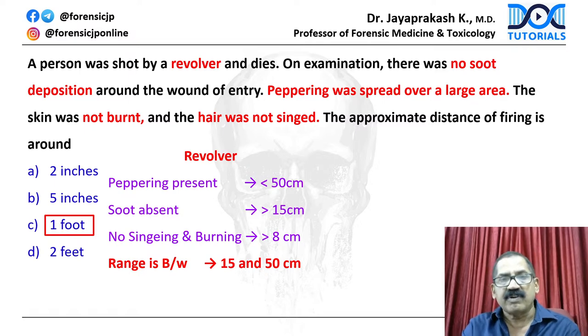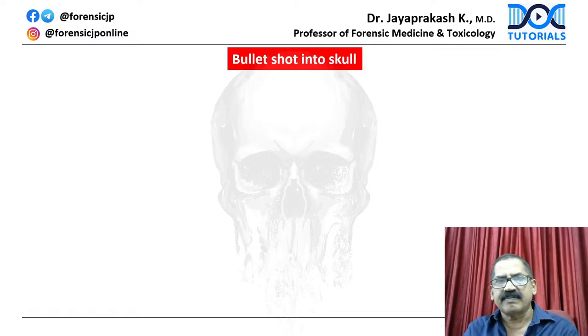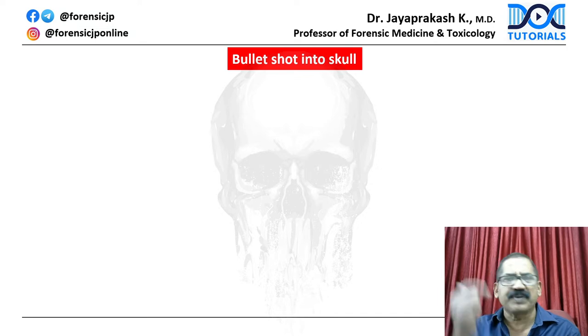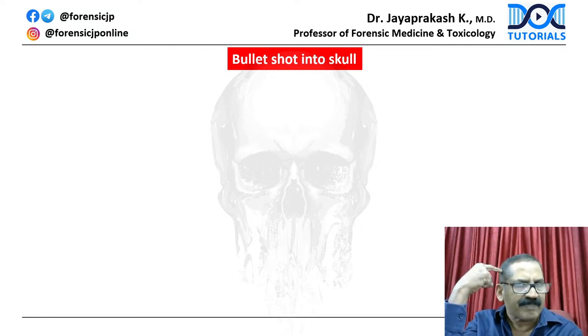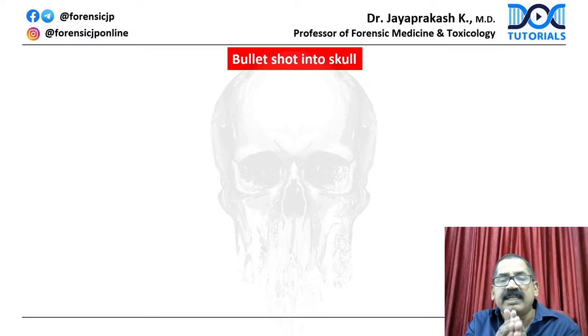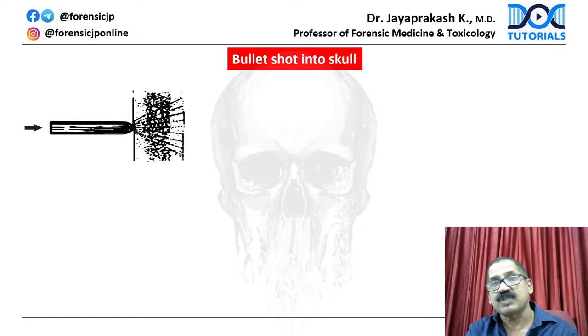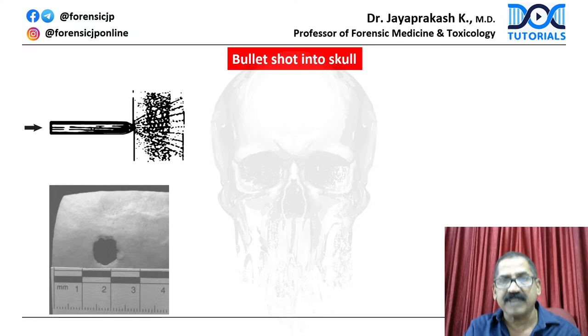Okay, that is the discussion on rifle, firearm, mode of entry. Now, let me tell you, bullet shot into the skull. Many times students ask me, sir, how to differentiate between entry wound and exit wound? Let me tell in brief. Skull is made up of outer table and inner table. When the bullet enters, penetrates the outer table, it makes a clean cut. As it hits the inner table at the wound of entry, inner table shatters. As you see in the picture, inner table shatters. So, it gives rise to a clean wound of entry in the outer table, but inner table will be shattered.